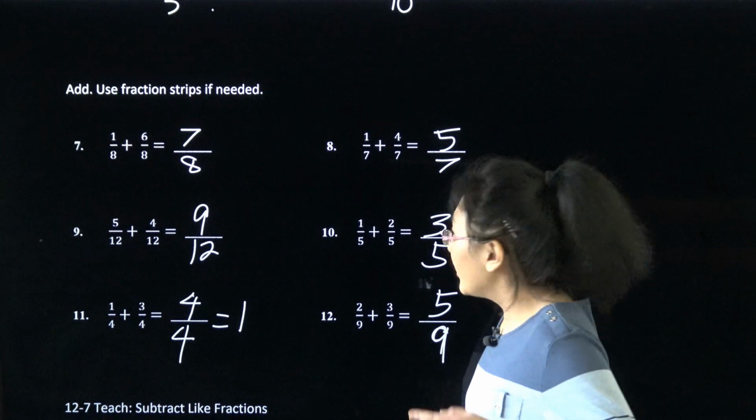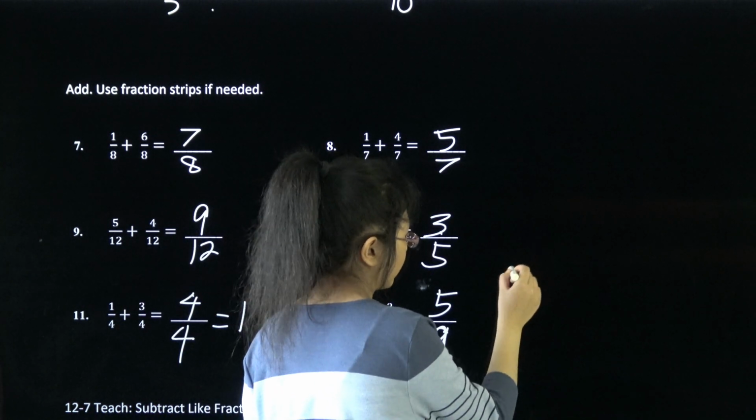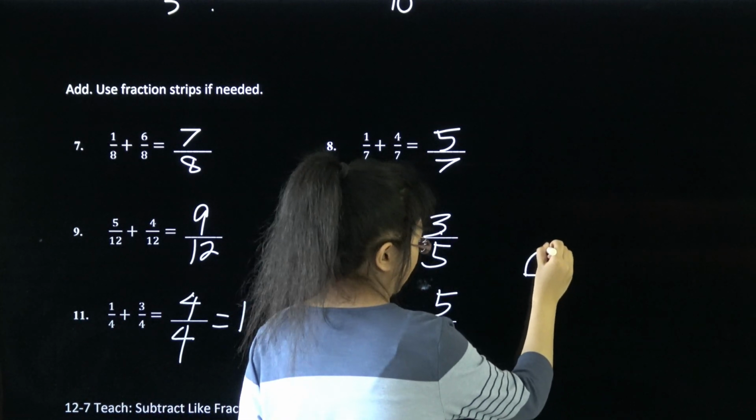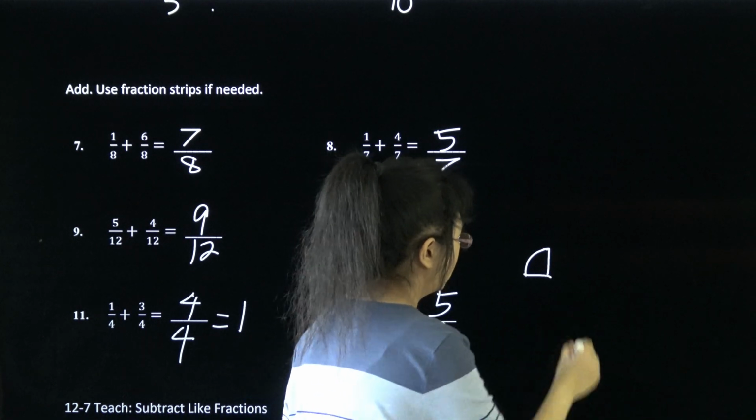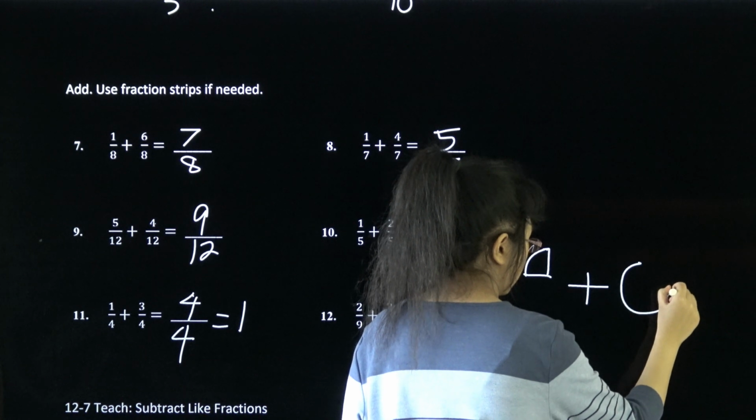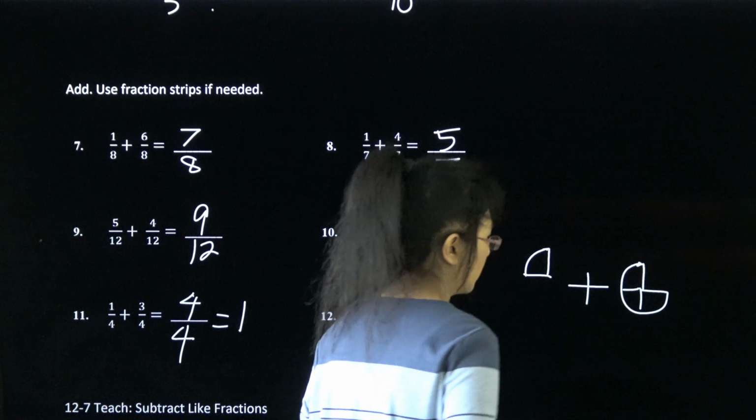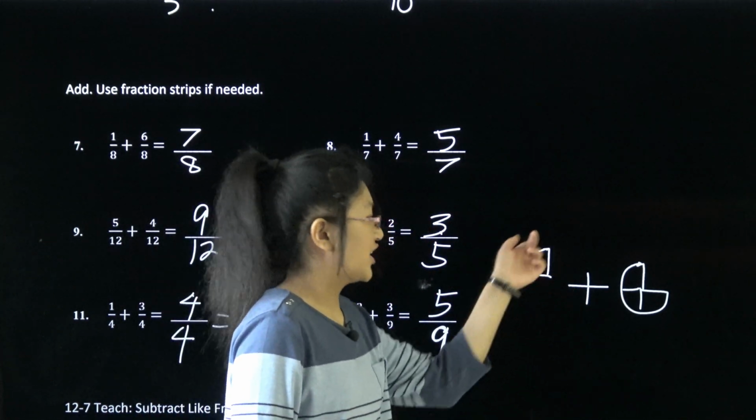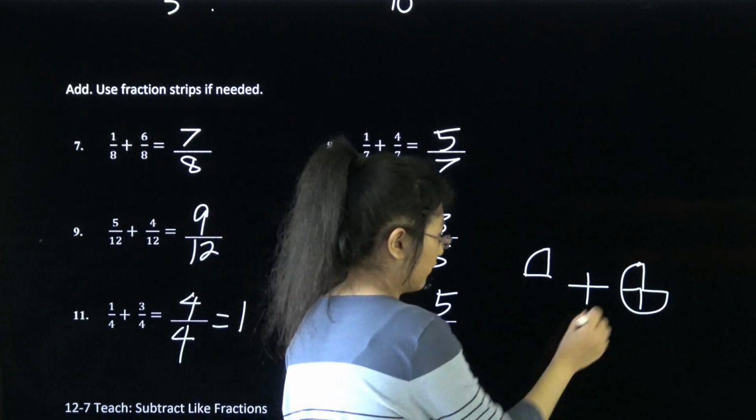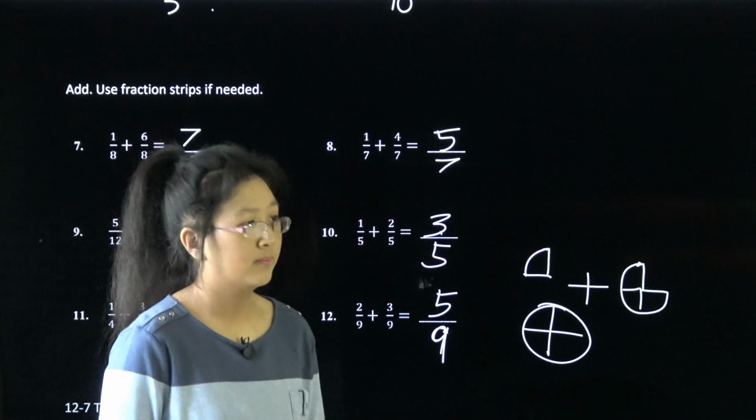Now, you may be wondering, why don't we add the denominator? Well, you see, let me draw a diagram for you. We have, let's just use question number 11 as an example. 1/4 plus 3/4. We don't actually have the rest of the thing, so we don't add them. If this one plus this one is equal to 4/4.